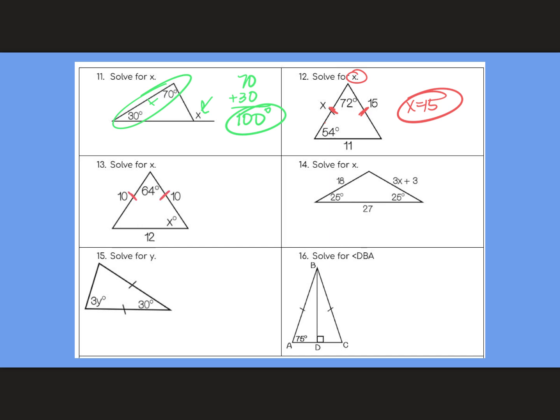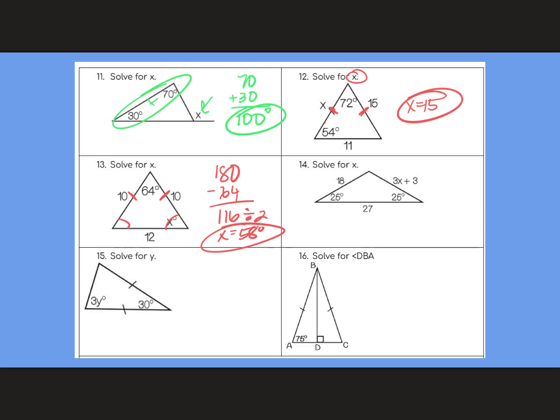13, though, is hitting that angle relationship. So I can tell it's isosceles because it's 10 and 10, which then tells me that these two angles are going to be the same. Okay, so 180 degrees inside a triangle. 64 degrees is already being used up by that vertex at the top. That leaves 116 degrees to be split evenly among those two angles, and that's 58 degrees. So x will be 58.